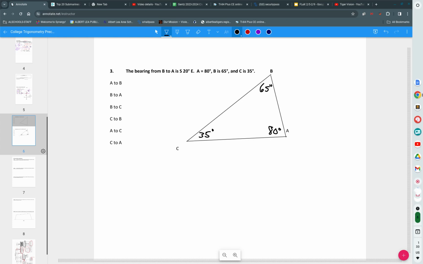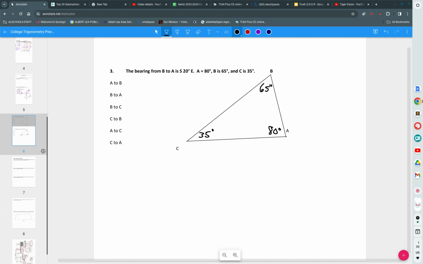And what is different about this one today compared to the ones we did yesterday? It's not straight in direction. Yeah, you don't have exactly north or south or exactly east or west. It says that the bearing from B to A is south 20 degrees east.